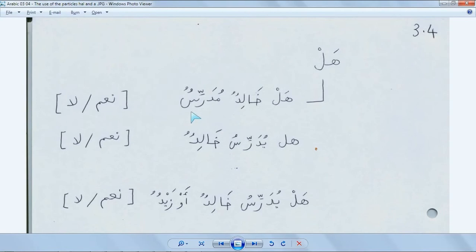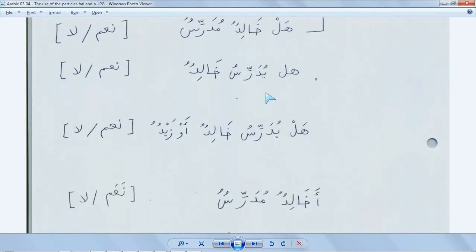To convert this into a question which has a yes or no answer, we just add the particle hal at the beginning of the sentence. And hal is a very nice particle because it doesn't affect any of the other words in the sentence. So we would just add hal at the beginning and it would become hal Khalidun mudarrisun. Is Khalid a teacher? And the answer is he is either a teacher, na'am, yes, or he is not a teacher, la.